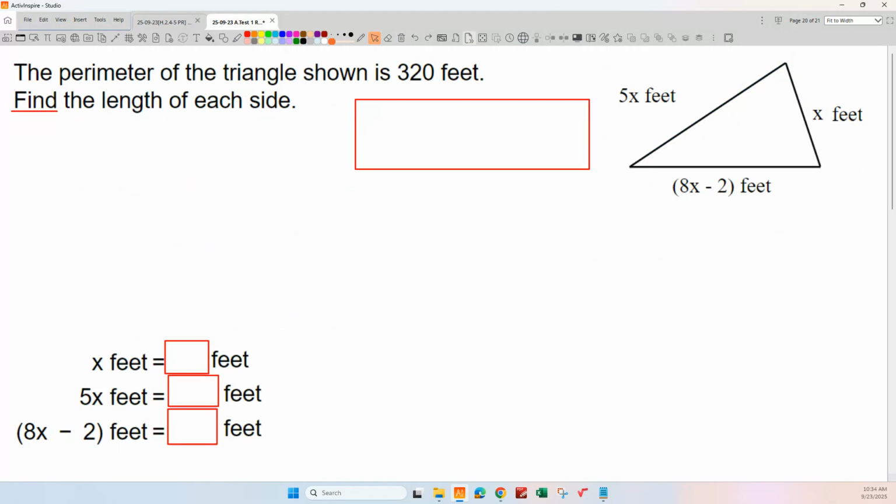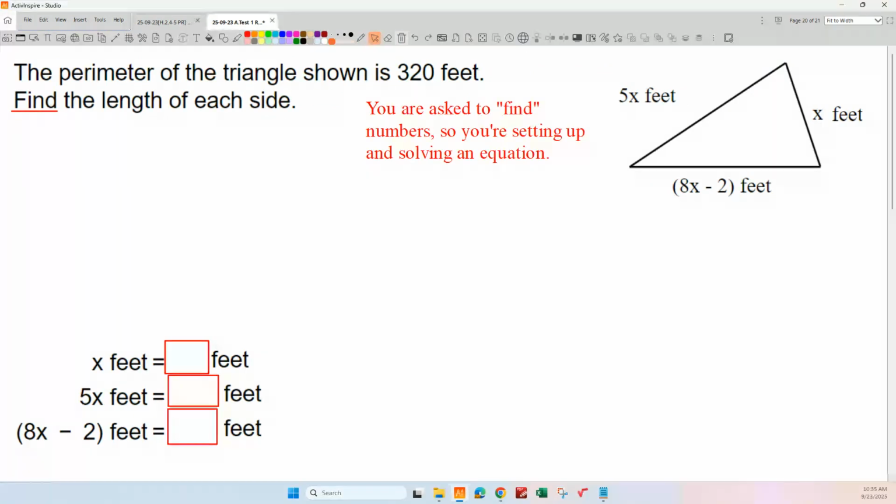The perimeter of this triangle is 320 feet. Find the length of each side. What could I do? It says find the length of each side. So am I going to write down an expression or do I need to come up with an equation? I need an equation because I have to find something. Okay, what would my equation be? Add them all up and they should add up to 320.